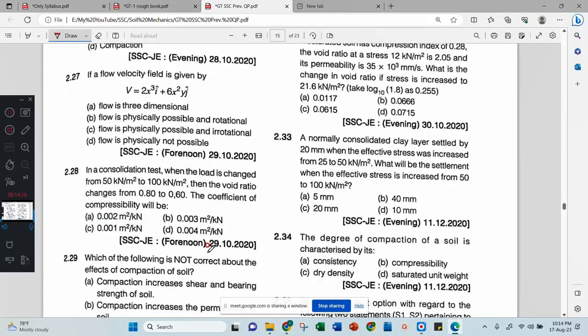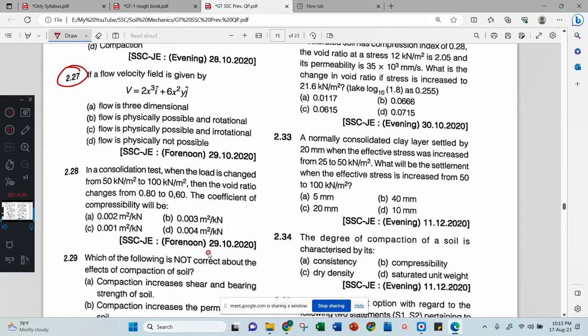If a flow velocity field is given by this, then flow is three-dimensional. Flow is physically possible and rotational. This is fluid mechanics, fluid kinematics, we'll discuss later.